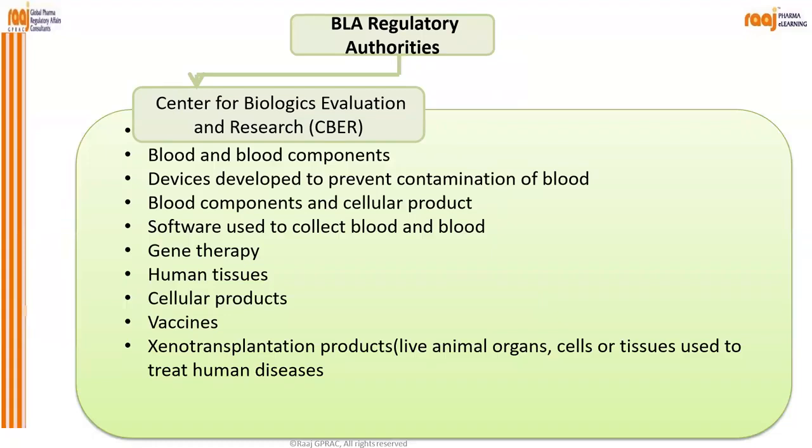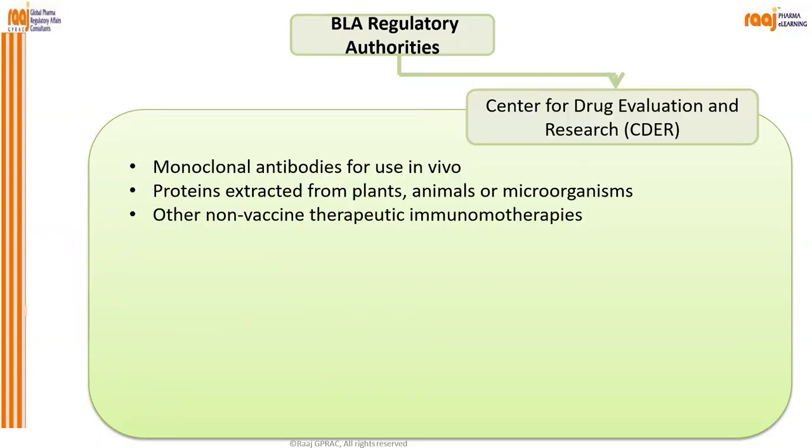So for BLA, the regulatory authority is the Center for Biologics Evaluation and Research, covering blood and blood components, devices developed to prevent contamination of blood components, cellular products, software used to collect blood, gene therapy, human tissue, cellular products, vaccines, xenotransplantation products, and so on. So live animal organs, cells, tissues, everywhere this BLA is applicable, and you can submit to CBER under US FDA. And the same, you can go for the FDA 356h form, in which you have to fill up all the parameters and attach all the documents as per the CTD granularity, and submit to CBER.